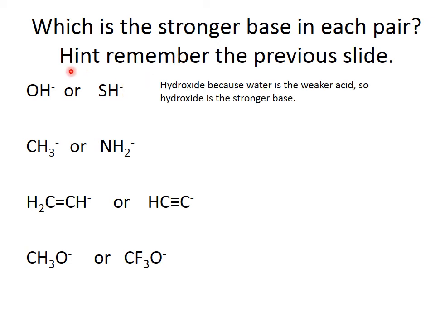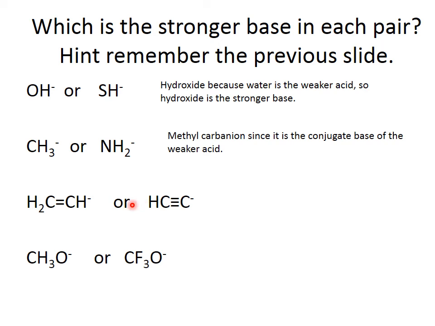If we look at these two, we would find that hydroxide will be the stronger base. The hydrogen sulfide was the stronger acid. So that means water, the weaker acid, produces the stronger conjugate base. If I look at these two, ammonia was the stronger acid. So that means that the methyl anion is going to be the stronger base.